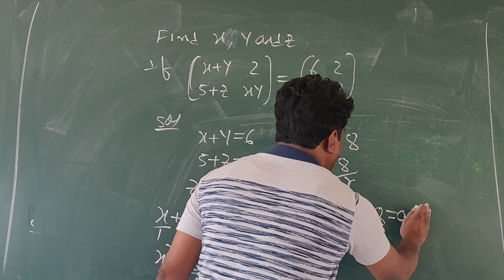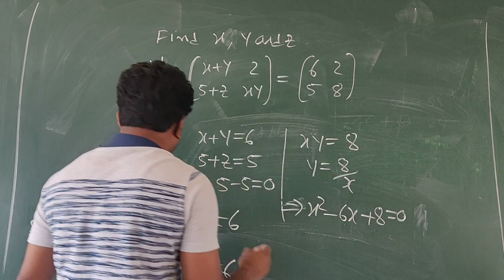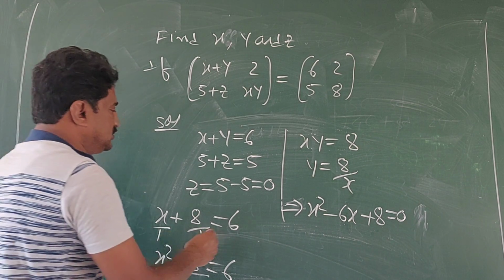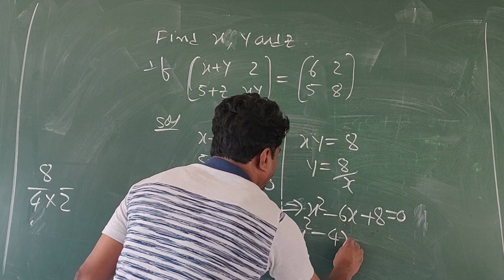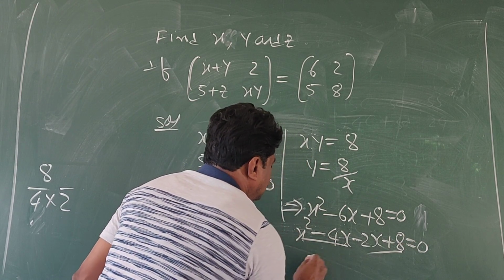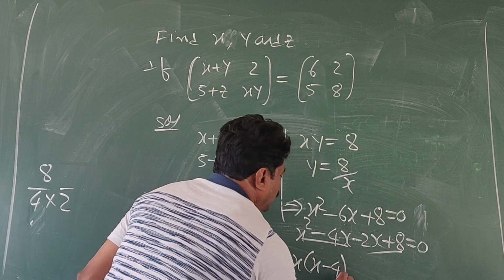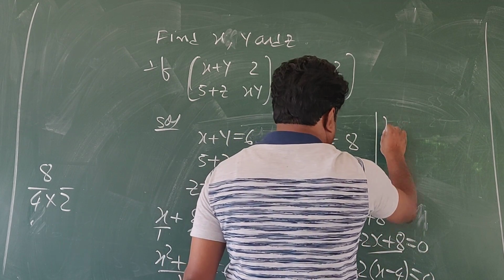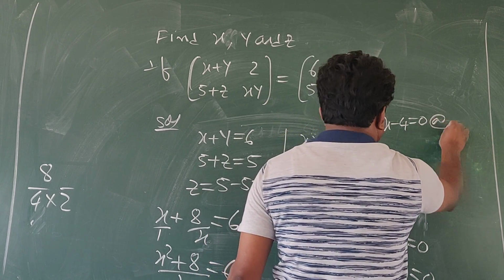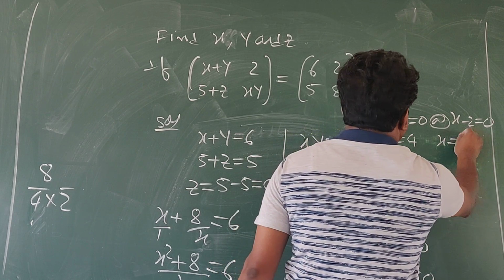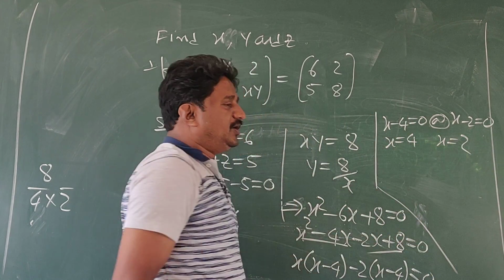Tell me the factors of 8. 4 2s are 8, minus into minus is plus, and minus 4 minus 2 is minus 6. That is x squared minus 4x minus 2x plus 8 equals 0. So x common, x minus 4, minus 2, x minus 4. Tell me two factors: x minus 4 equals 0 or x minus 2 equals 0. x is equal to 4, x is equal to 2. I got 2 x values.